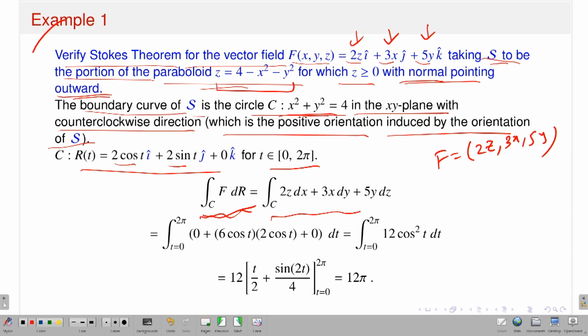This is a very nice vector field. Each of the component functions is nice. It is a polynomial in x, y, z, infinitely many times differentiable. Therefore it is a continuously differentiable vector field, so it should satisfy Stokes theorem.